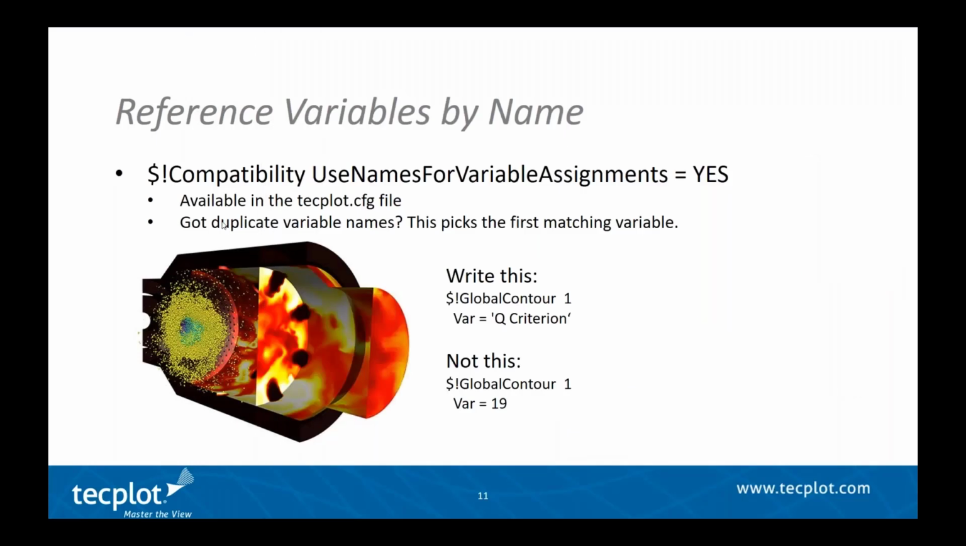One caveat here, though, is if you do have duplicate variable names, which we've seen in some data sets, like you might have multiple sets of vector variables, UVW, and then another set of UVW, it's going to pick the first variable in the list. And that's going to be the first one that it encounters in that numeric order. So you might not want to activate this if you do have duplicate variable names. We haven't seen a lot of people in that situation, though, so this should work pretty robustly for you.